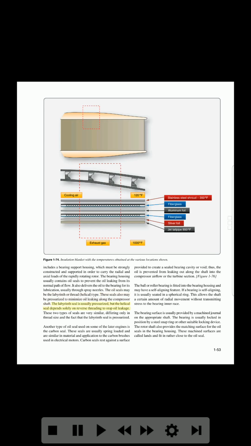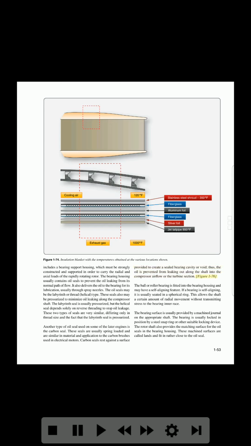The labyrinth seal is usually pressurized, but the helical seal depends solely on reverse threading to stop oil leakage. These two types of seals are very similar, differing only in thread size and the fact that the labyrinth seal is pressurized. Another type of oil seal used on some of the later engines is the carbon seal. These seals are usually spring-loaded and are similar in material and application to the carbon brushes used in electrical motors. Carbon seals rest against a surface provided to create a sealed bearing cavity or void. Thus, the oil is prevented from leaking out along the shaft into the compressor airflow or the turbine section.